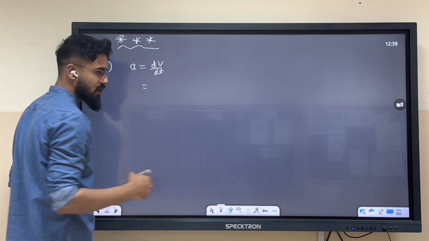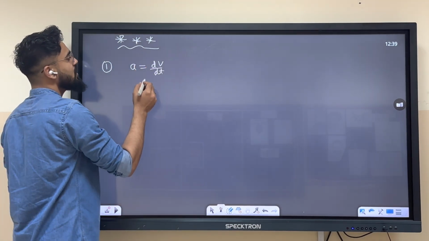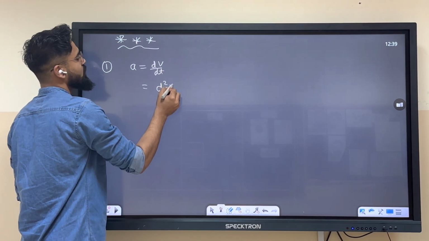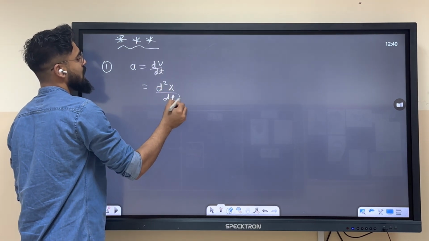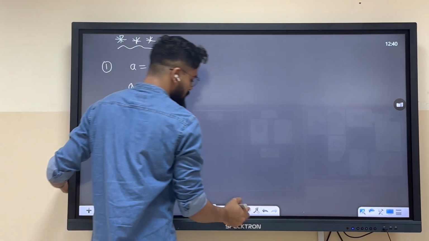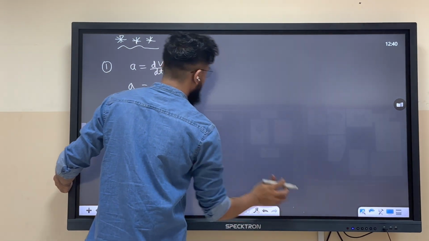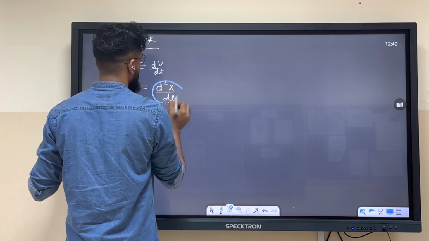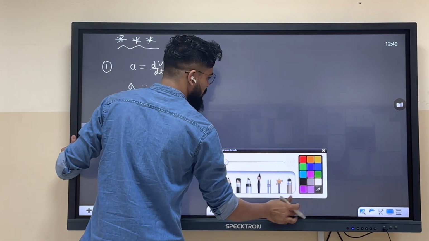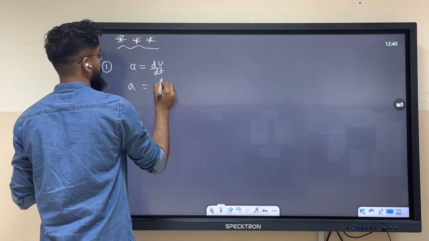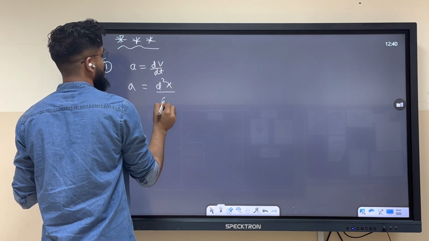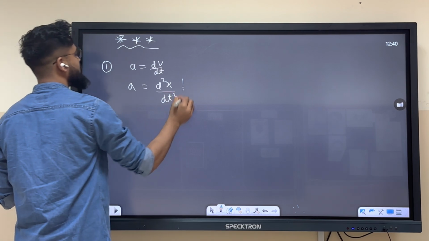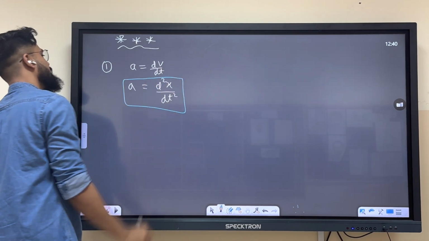I am not confusing you. d by dt, if velocity is nothing but dx by dt, so this expression becomes d square x upon dt square. Okay? It means that acceleration is double differentiation with respect to position. ठीक है?